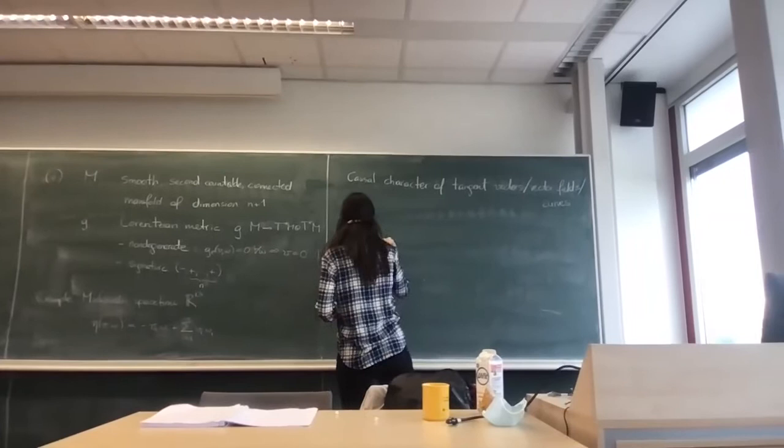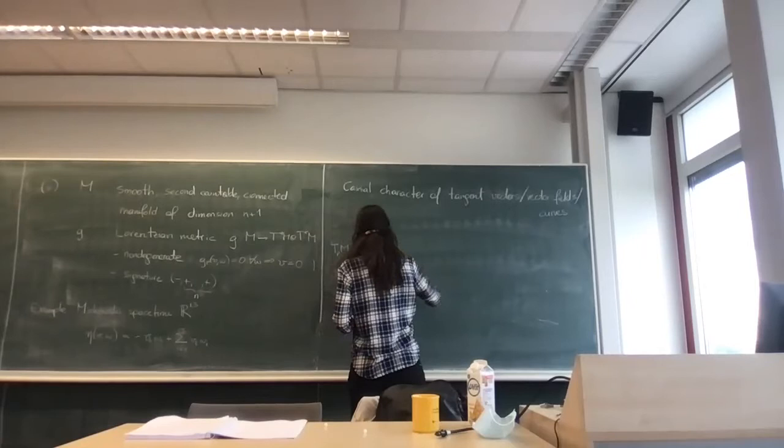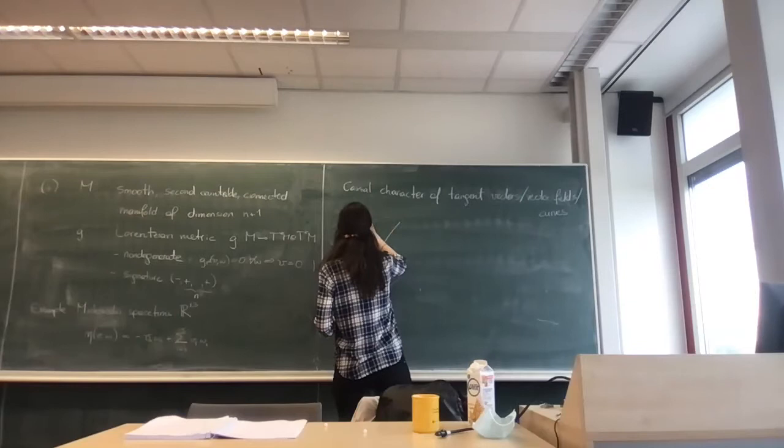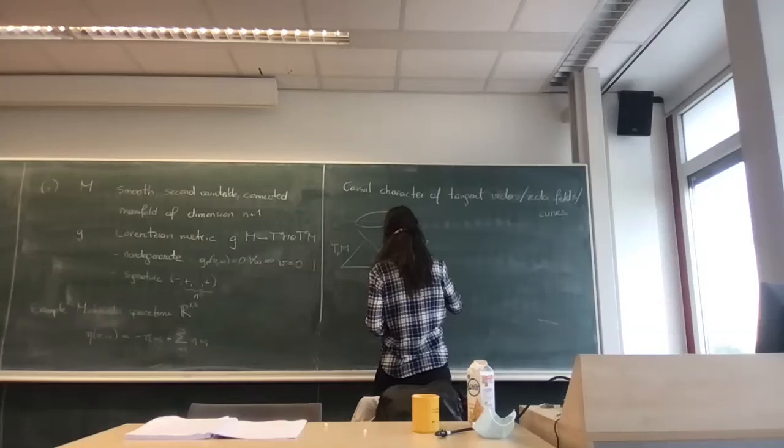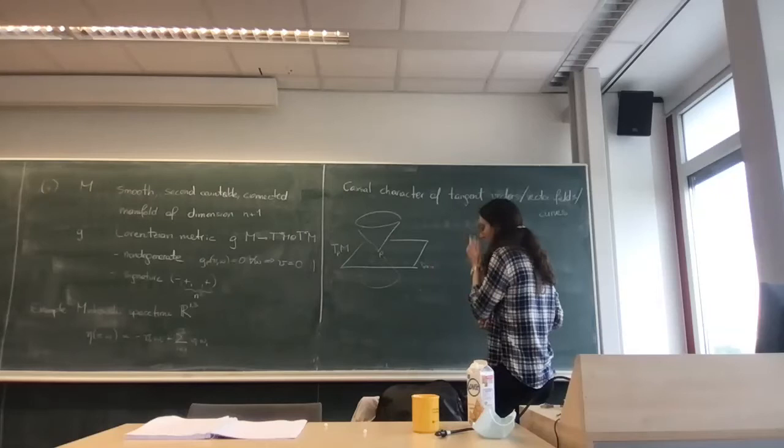And then the tangent space consists essentially of three different regions. Let's draw it, and then I'll say something about it. So this is, if you want, space, and this is the time direction. And we have three different vectors, tangent vectors.